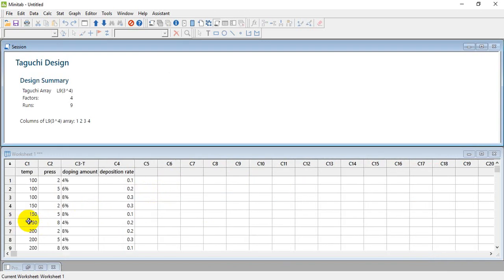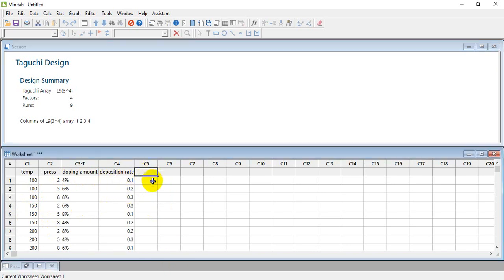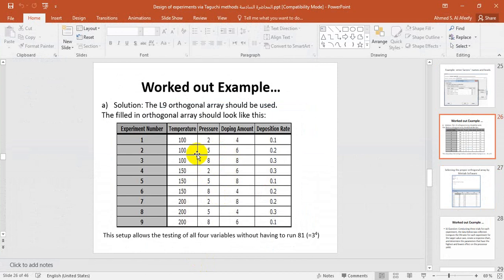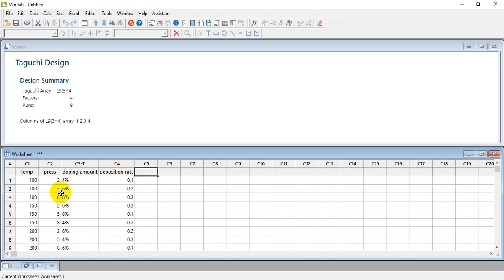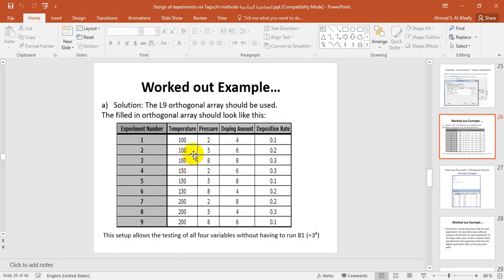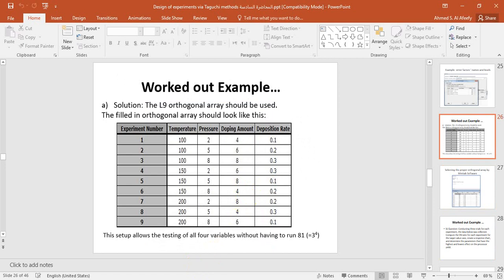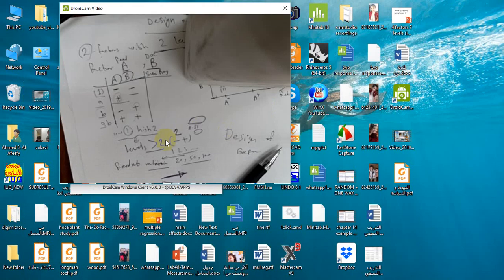Now the 9 trials or runs are here. Now we should put the response. What is the response? The response here is this table that Minitab designed. We should note here that this experiment has 3 levels for 4 factors.